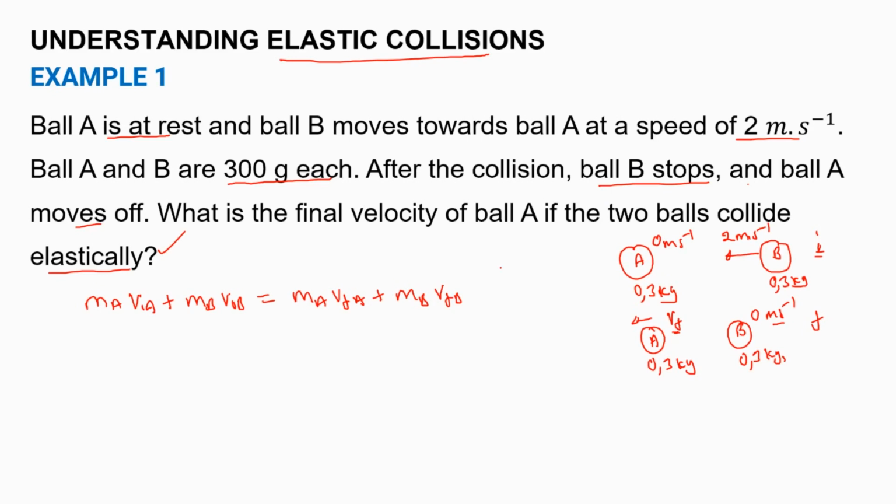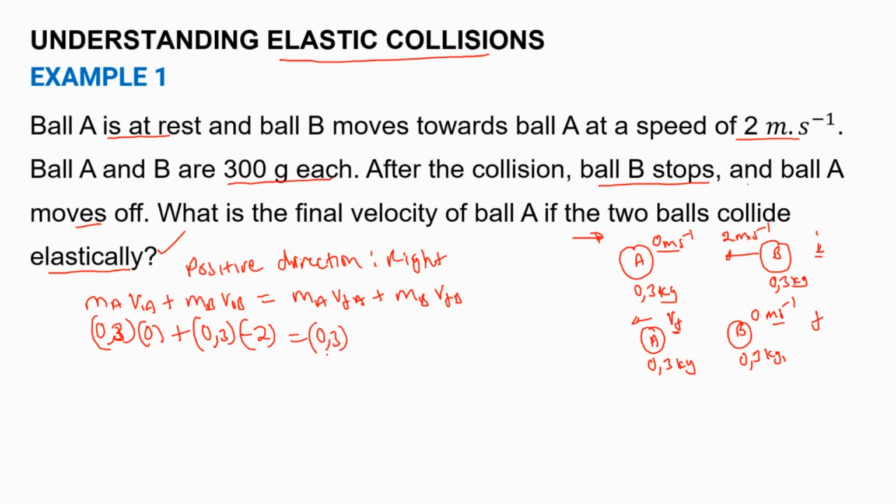Mass of A 0.3, then initial velocity is 0. We didn't choose our direction. Let's choose the right as the positive direction. So mass of A 0.3 times 0 plus mass of B 0.3. Then the initial velocity of B is 2 meters per second, but is moving in the opposite direction, so it's going to be negative 2. This is equal to mass of A 0.3 times the final velocity, that's what we're looking for, plus mass of B 0.3.